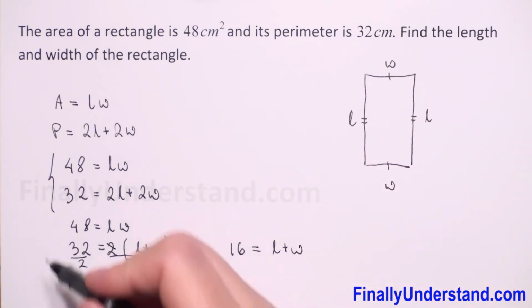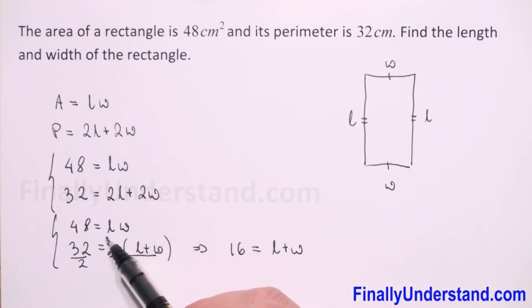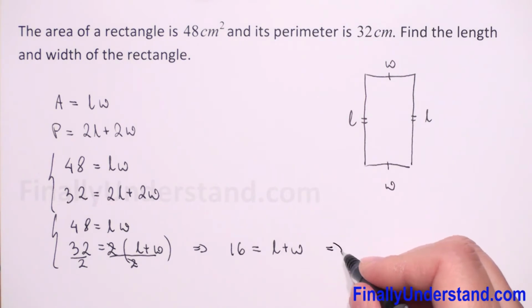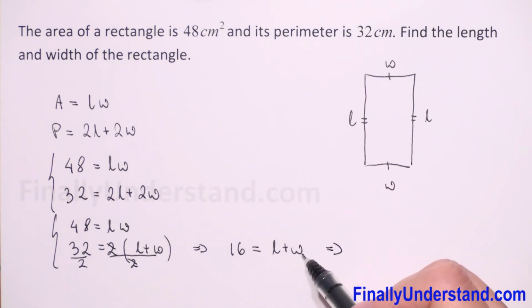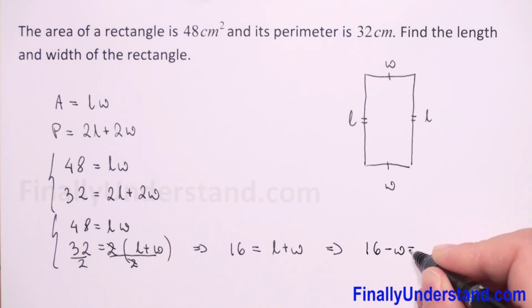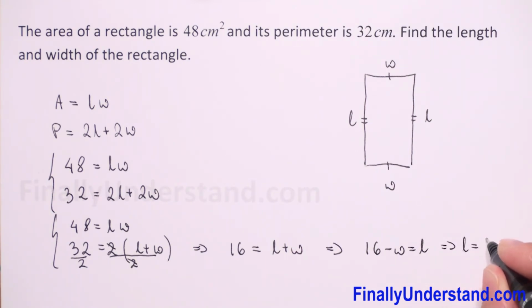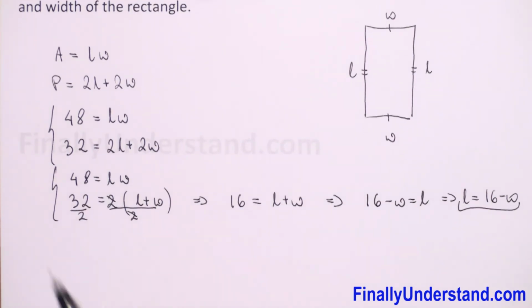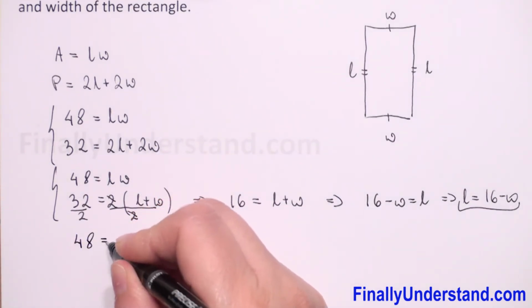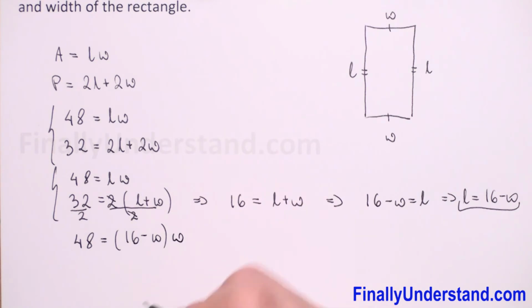So we can find L or W from this equation and substitute to the first equation. Let's move W to the left side. So we will have that 16 minus W is equal L. We can rewrite this, that L is equal 16 minus W. So now we will substitute L by 16 minus W. So we have 48 is equal (16 minus W) times W.